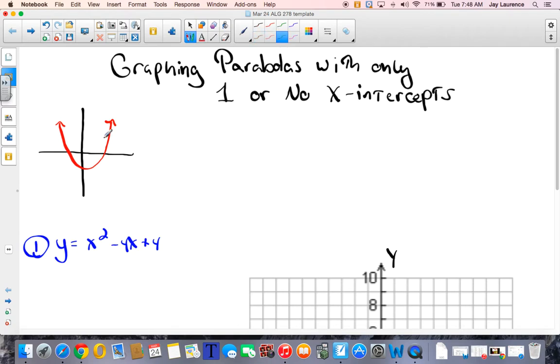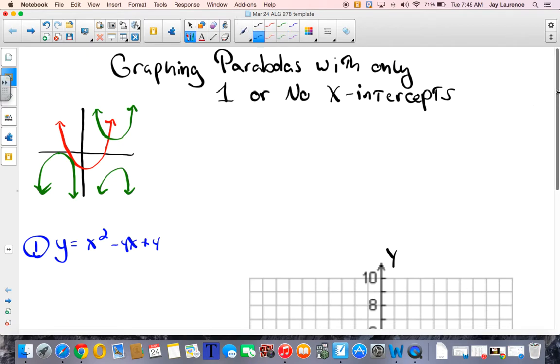We could have a parabola that does this. It does not cross the x-axis, or it might even open downwards, okay? It could also be sitting on the x-axis, where it goes kind of like that. It's only touching at the one point. All right, so, it's all going to be about the discriminant.